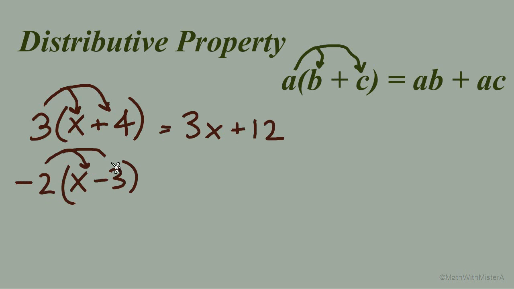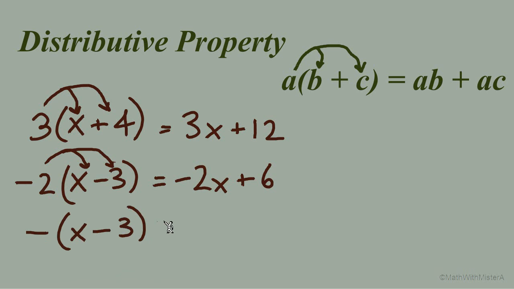Be cautious when we have a negative number in front of the parentheses that we're multiplying a negative to each of these terms. This would give us negative 2x plus 6. Negative 2 times negative 3 equals positive 6. We have to be cautious whether there's a negative number in front of the parentheses or if there's just a single negative sign. We would have to distribute the negative. It will flip the sign of each term in the parentheses. Negative x plus 3 for this example.